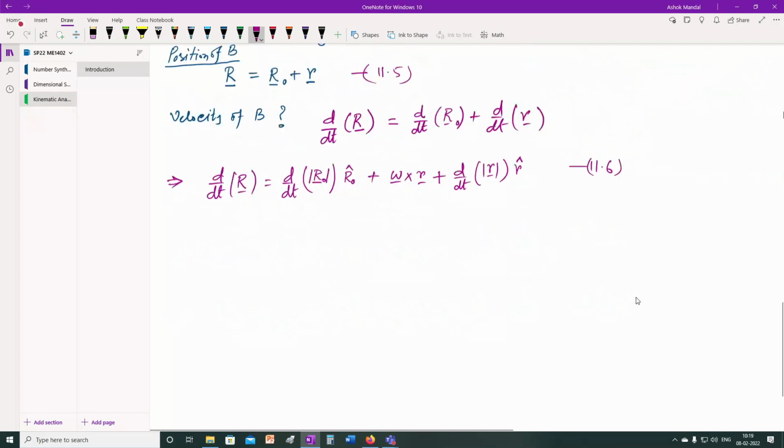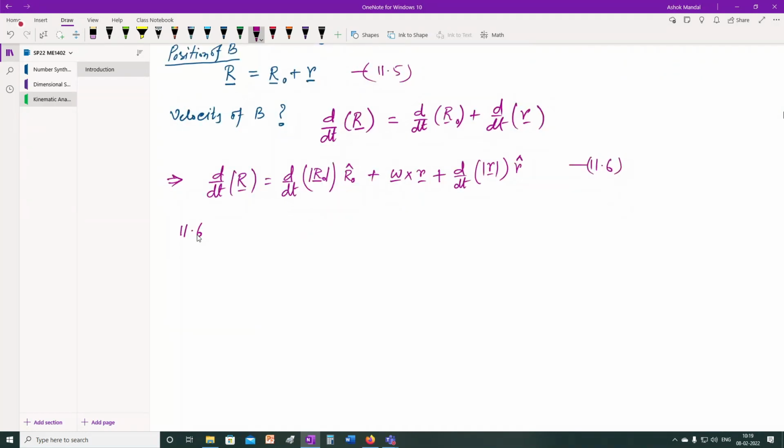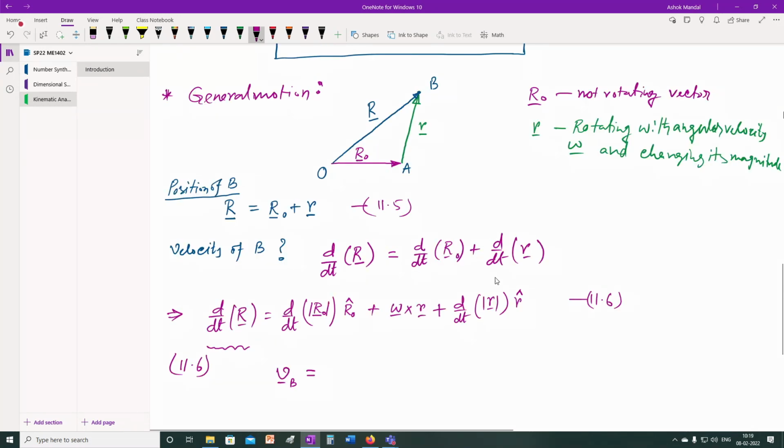Now in 11.6, what is the first quantity? This is the velocity of point B, right? What is this scalar quantity, from the figure? This is the velocity of point A. Okay. Now what is this quantity altogether? Velocity of point B with respect to A.